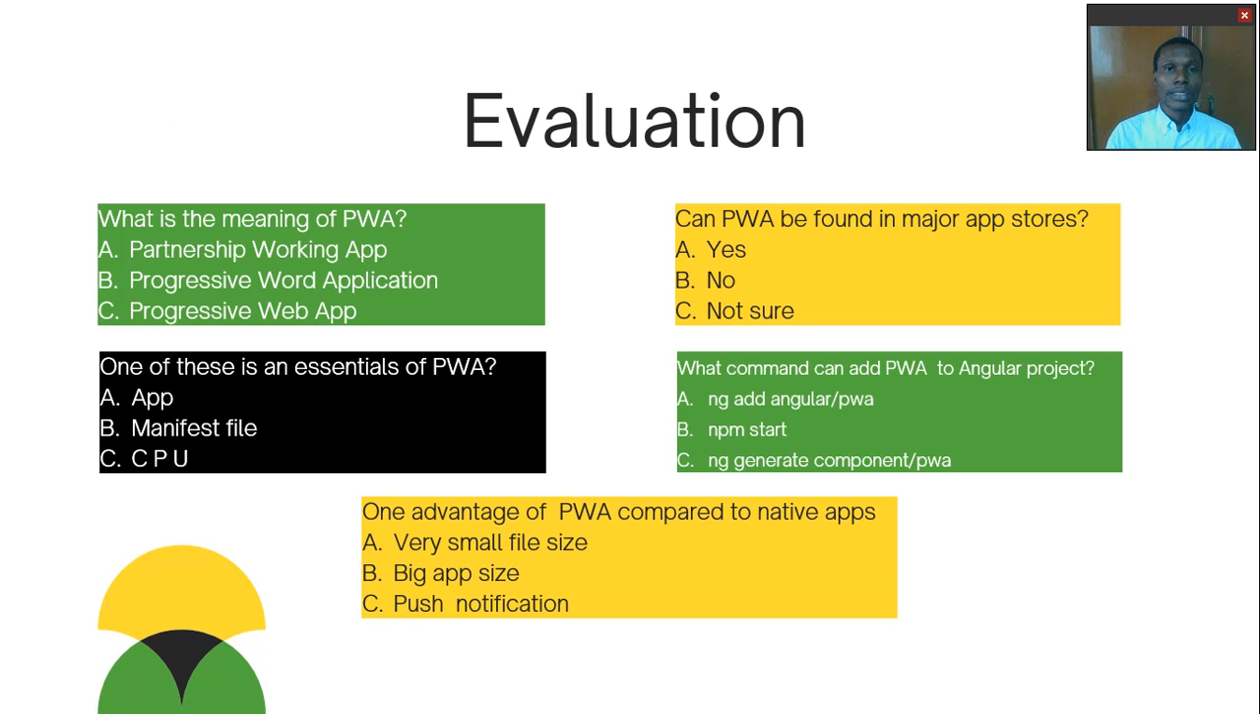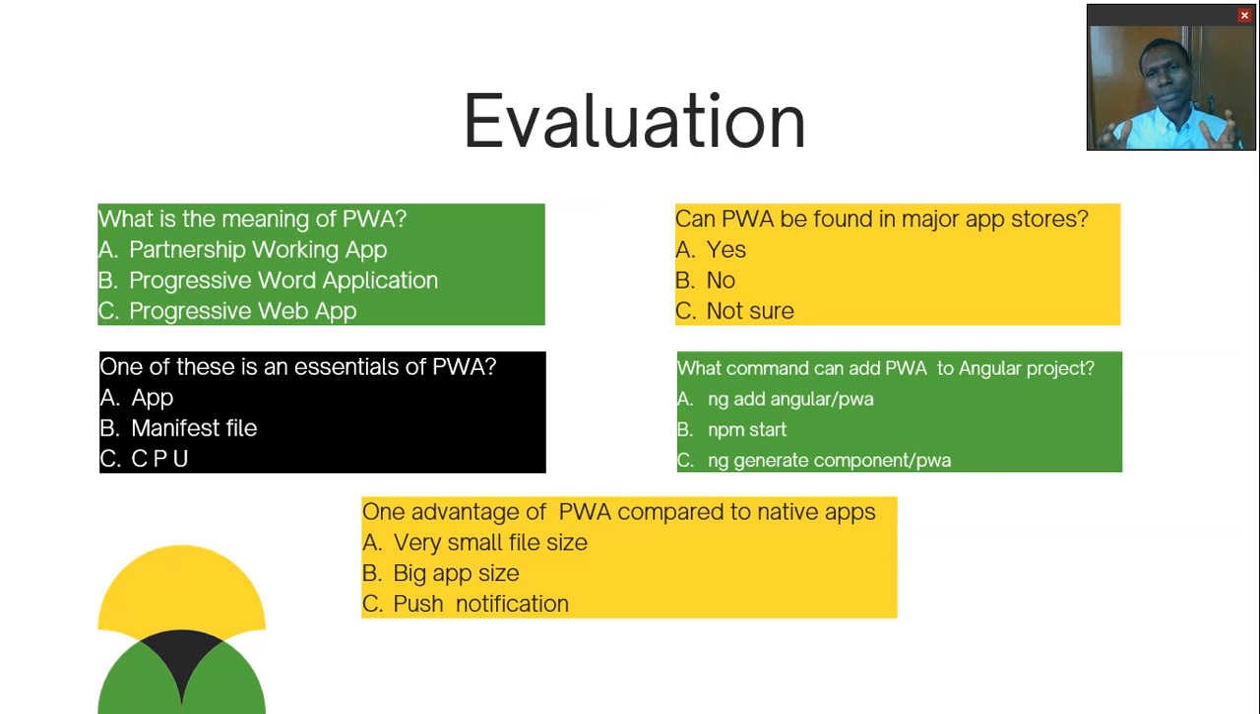All right, so this is some of the evaluation we'll look at briefly. What is PWA? Of course, you should know this. It is progressive web app. Thank you very much. Look at the next question. Can PWA be found in major app stores? Yes, no, not sure. Which one is your answer? In fact, yes, that's it. Thank you very much. Then one of these is an essential of PWA: app, manifest file, CPU. Which of them? Oh, great, manifest file. Thank you.